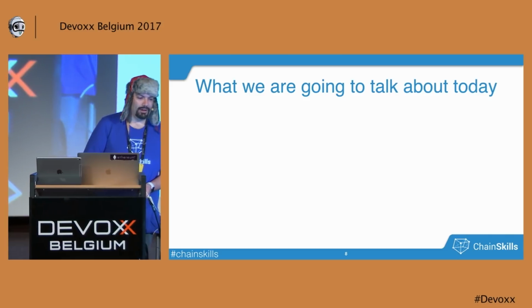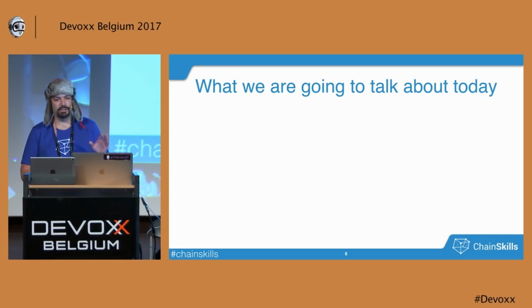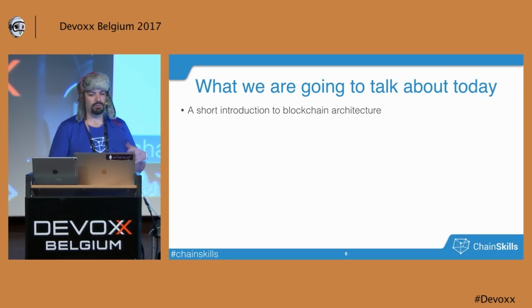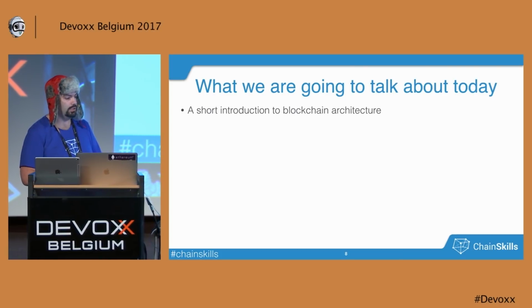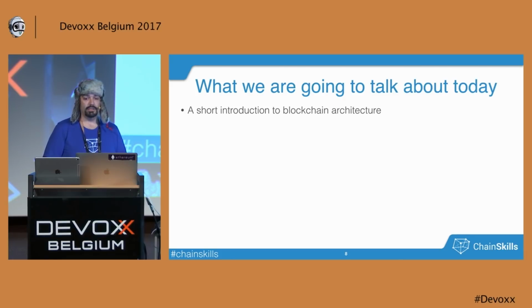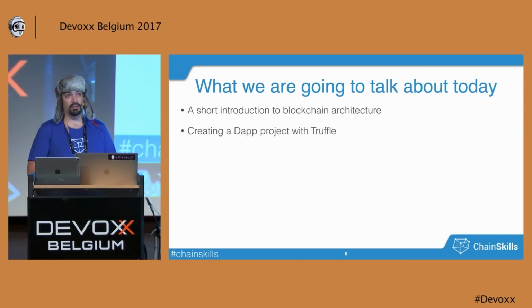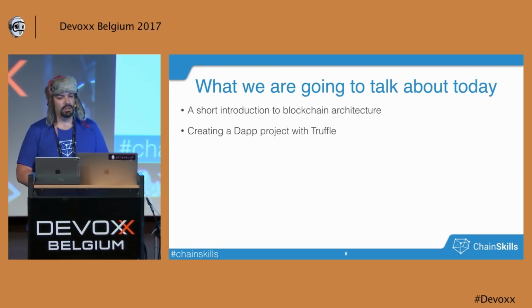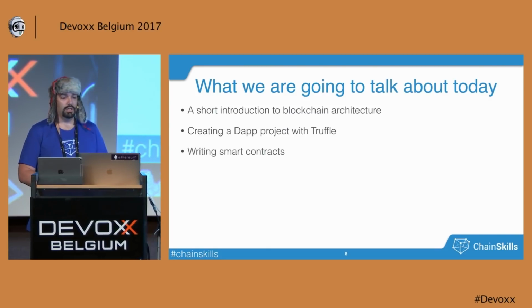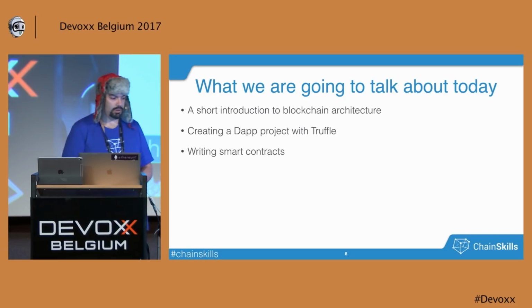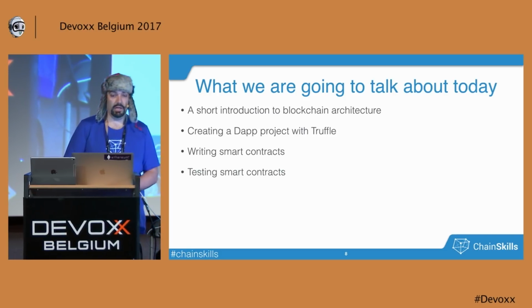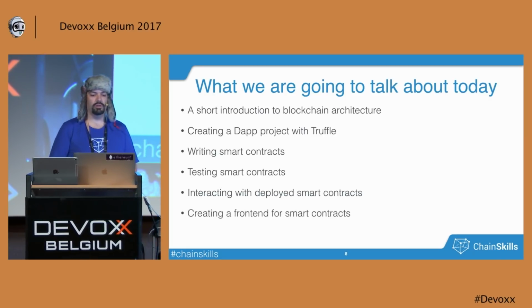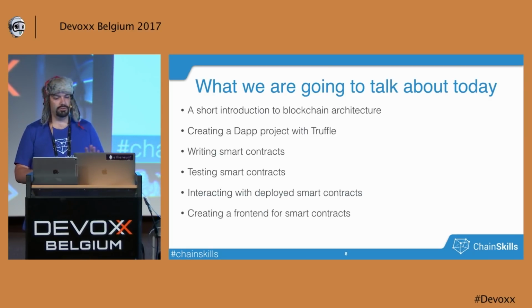Anyway, so what are we going to talk about today? First of all, I'm going to give you a short introduction to blockchain architecture, how it works, what it includes, and so on. And then we are going to create a DApp, a decentralized application, from scratch with Truffle. You will see what Truffle is later on. We will write a smart contract. We will see how to test smart contracts, how to interact with them once they are deployed, how to create a front end very briefly.